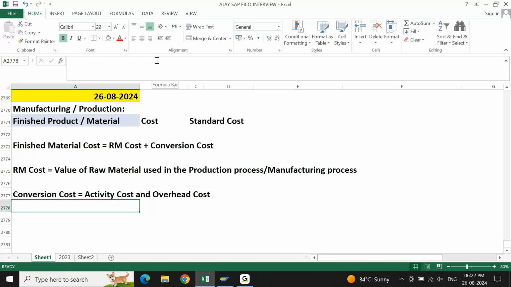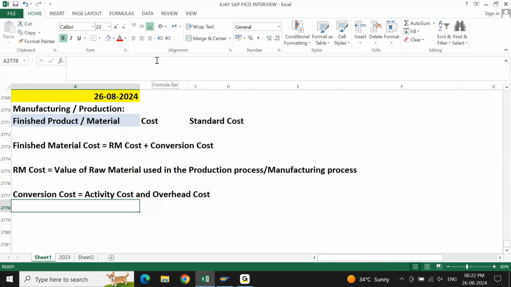In order to do the manufacturing, in order to do the production, you need to take your raw material first. Raw material is the base. Without raw material, your production activity cannot be started. Once you have raw material available, you need to process it to convert it into a finished product. By way of converting raw material into finished product, there are two types of cost: one is your activity cost, another one is overhead cost.